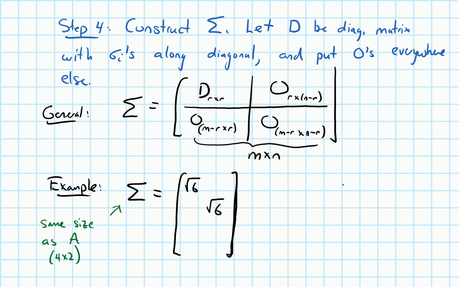All right, so now we're going to form the diagonal part. So that's sort of the diagonal matrix D. And everywhere else in the matrix, we put zeros. And that's our matrix sigma.